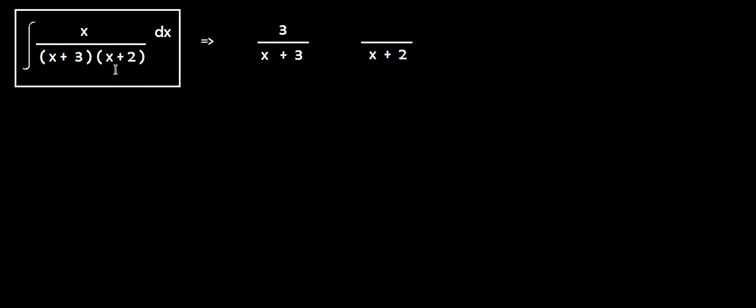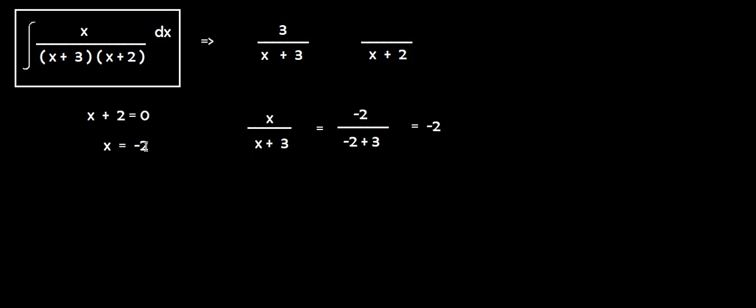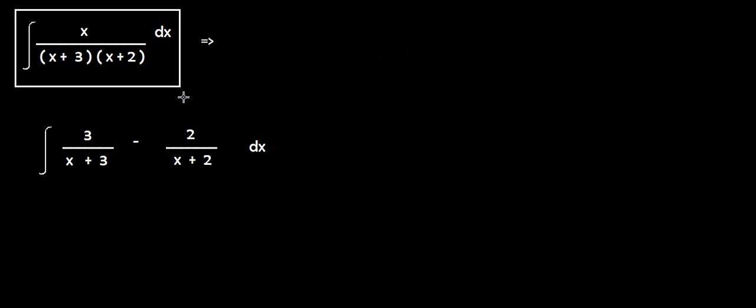Now take x plus 2 and equate it to 0. Now we need to place this x equals minus 2 in the main equation except the x plus 2. So we get x by x plus 3. Now putting minus 2 in the place of x, you get minus 2 as a whole. So place this minus 2 here, with the minus sign. So you can convert the main equation into partial form and you can integrate each term separately.